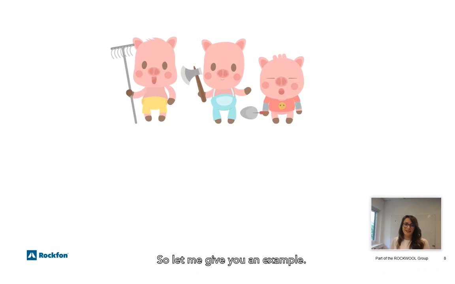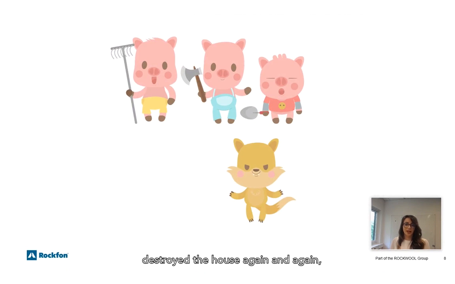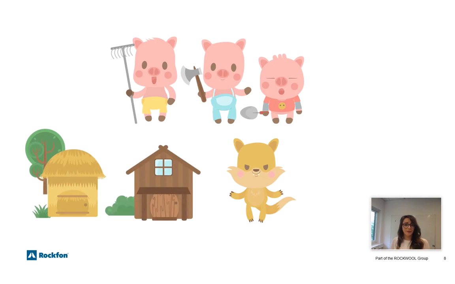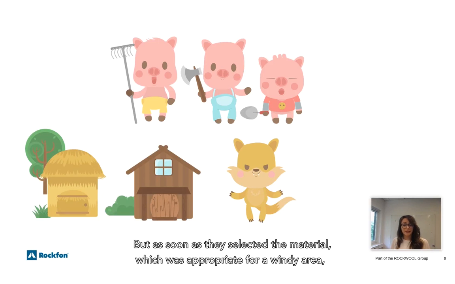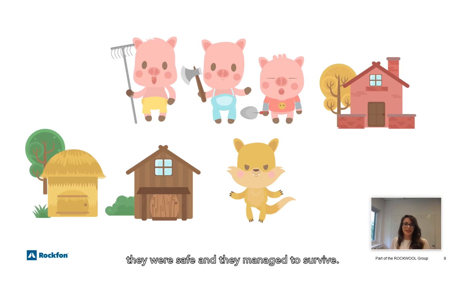So let me give you an example. I guess most of you remember the story of the three little pigs and how the big bad wolf destroyed their house again and again, even though they selected sustainable materials like straw or even wood. But as soon as they selected a material which was appropriate for a windy area, especially since that wind came from the mouth of the big bad wolf, they were safe and they managed to survive.